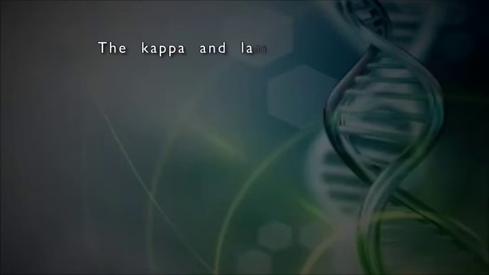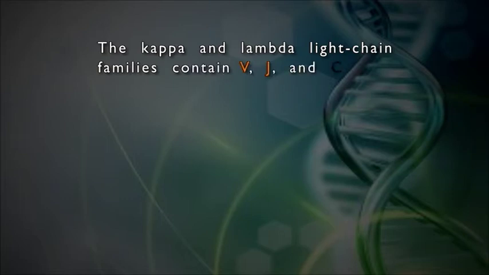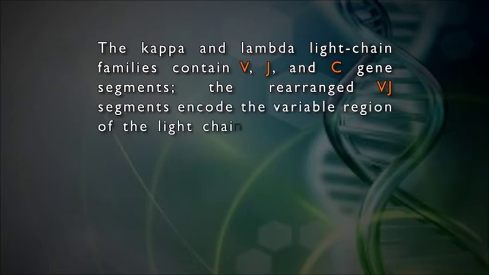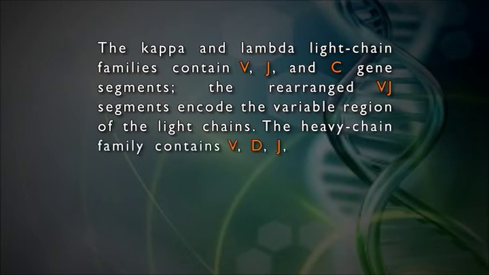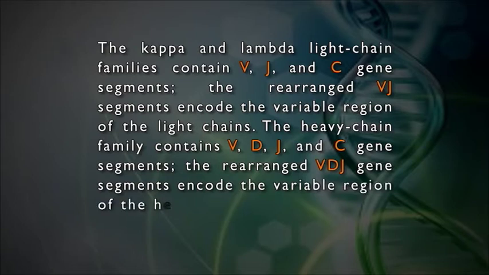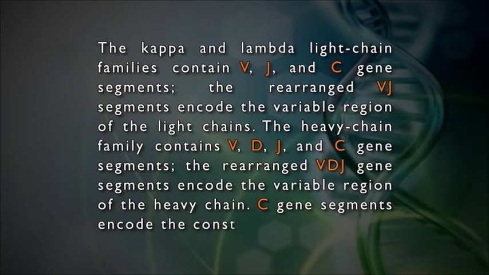The kappa and lambda light chain families contain V, J, and C gene segments. The rearranged VJ segments encode the variable region of the light chain. The heavy chain family contains V, D, J, and C gene segments. The rearranged VDJ gene segments encode the variable region of the heavy chain. C gene segments encode the constant region.